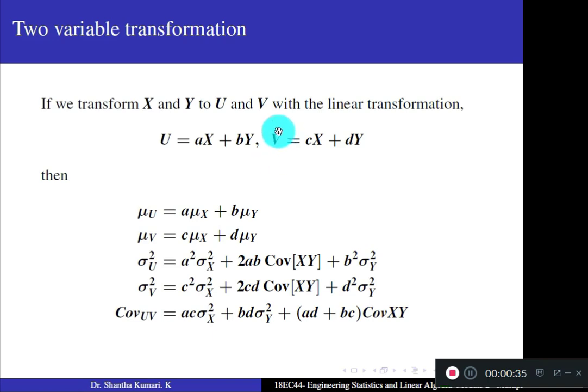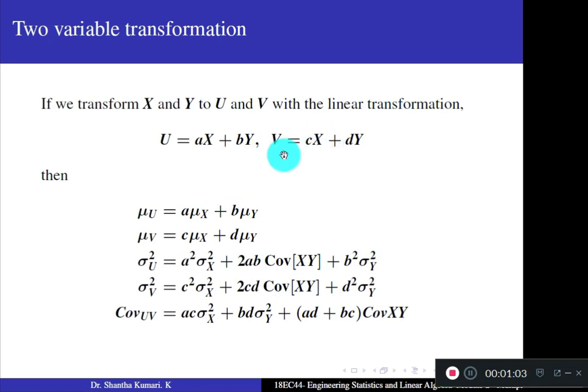And how to find the expectation of v? It is c into expectation of x plus d into expectation of y. I have directly given you the formula here. Okay. And what is variance of u? Variance of u is given by a square into variance of x plus b square into variance of y plus 2ab into covariance of xy. Okay, I have directly given the formula here.